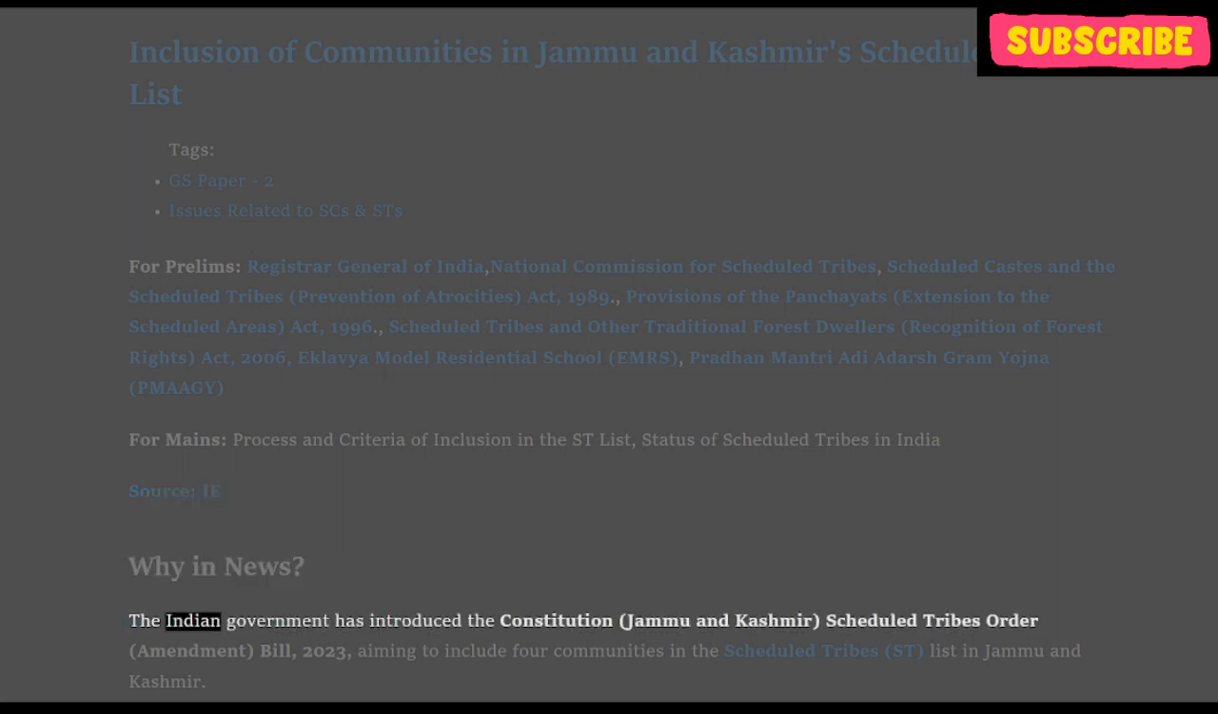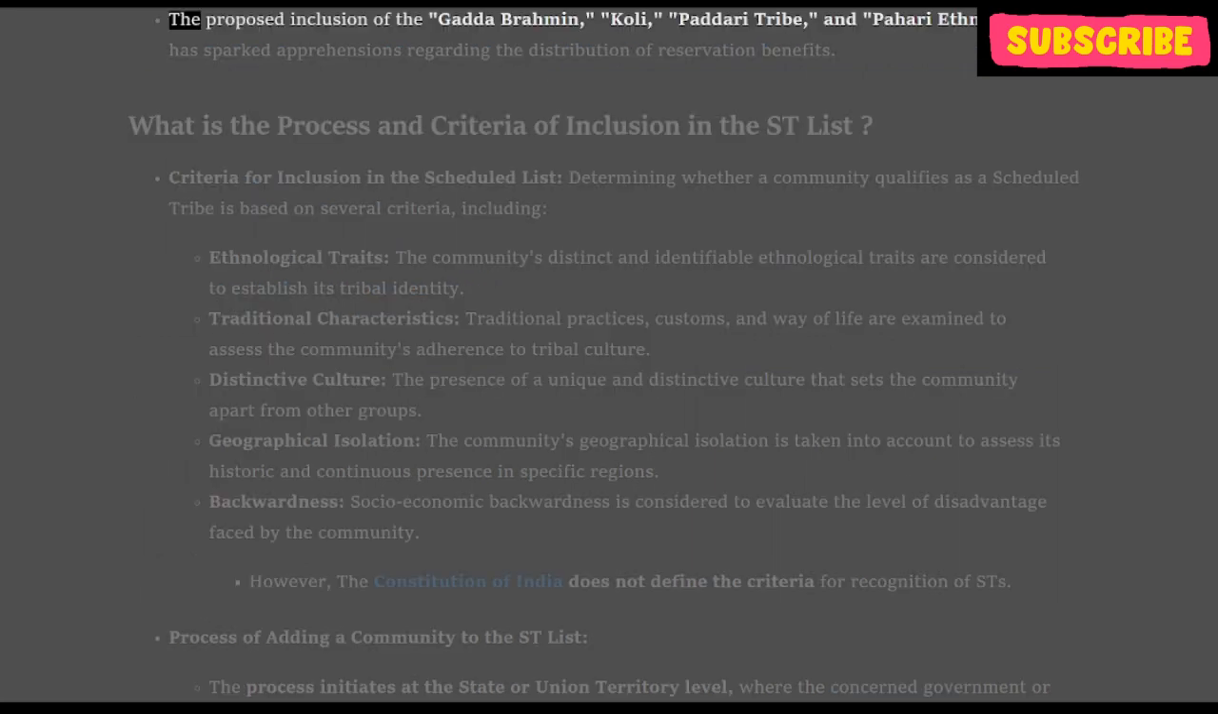The Indian government has introduced the Constitution (Jammu and Kashmir) Scheduled Tribes Order (Amendment) Bill, 2023, aiming to include 4 communities in the Scheduled Tribes (ST) list in Jammu and Kashmir. The proposed inclusion of the Gadda Brahman, Koli, Paddari tribe, and Pahari ethnic group has sparked apprehensions regarding the distribution of reservation benefits.